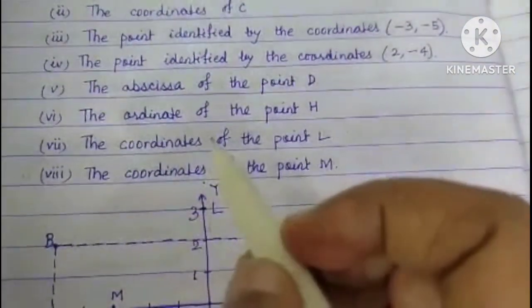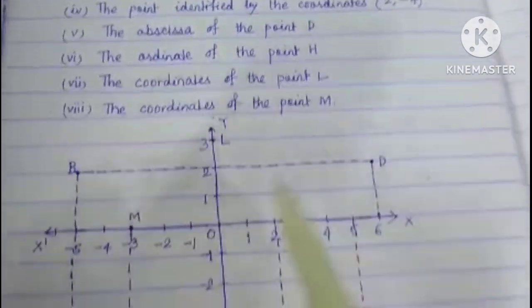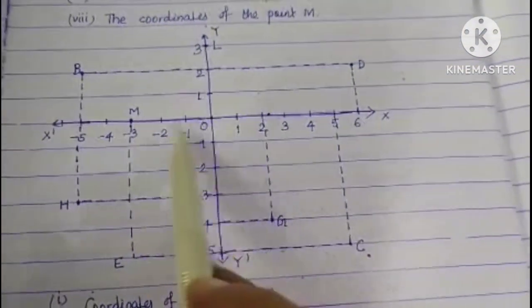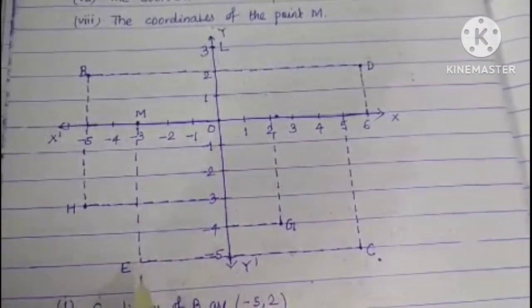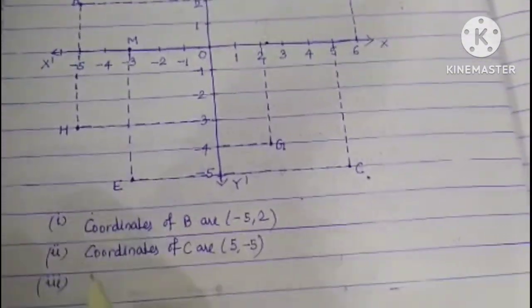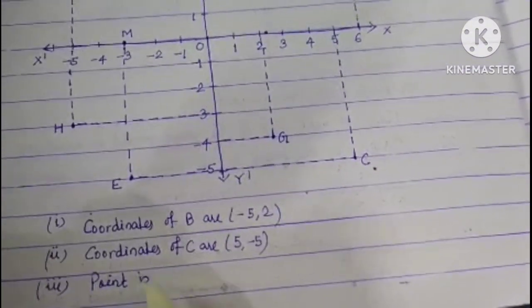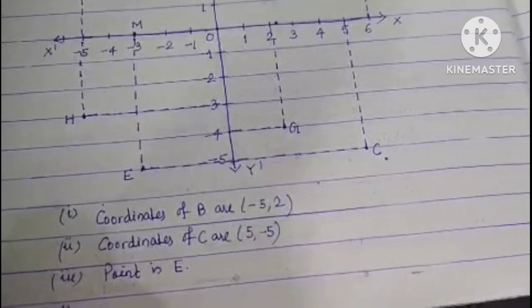Now question number 3. The point identified by the coordinates -3, -5. Okay, let us see where is -3, -5. So here it is -3 and here it is -5. So the point will be E. We can directly write point is E.